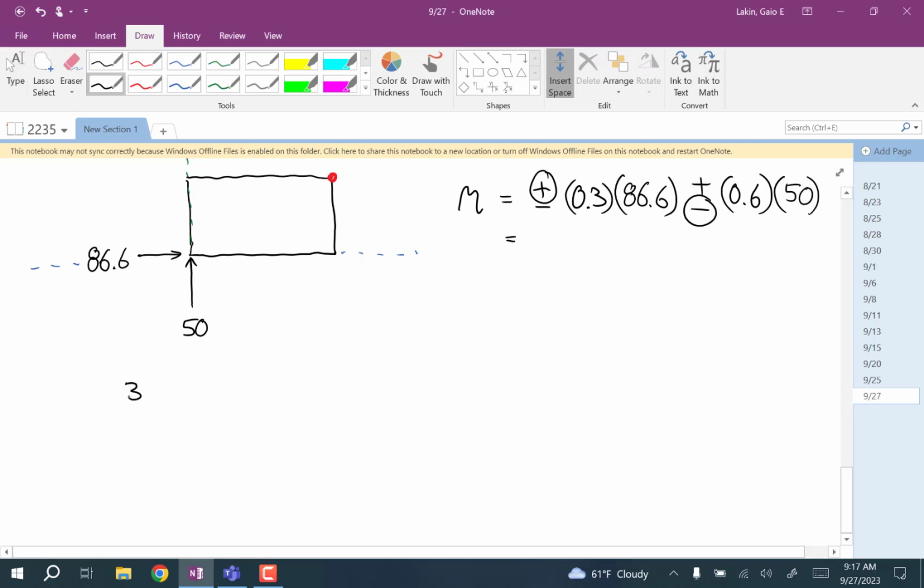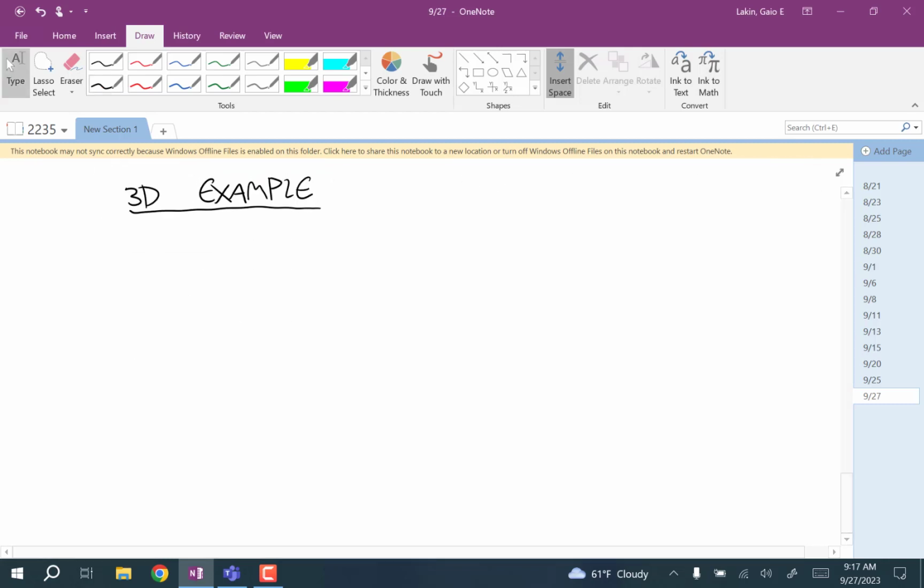Okay, how about a 3D example? So let's say we have a plate.